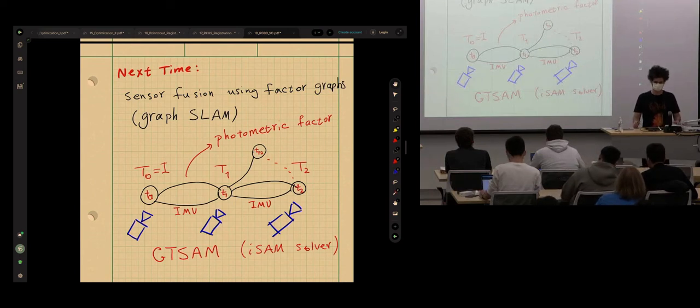So we will focus on building the framework. The edges can come from typically a variety of sensors. And that's why it is sensor fusion, because you can have different sources of information. So that's the end of this lecture.